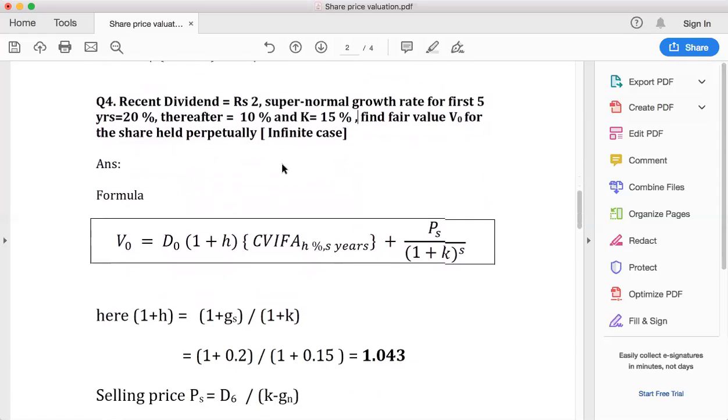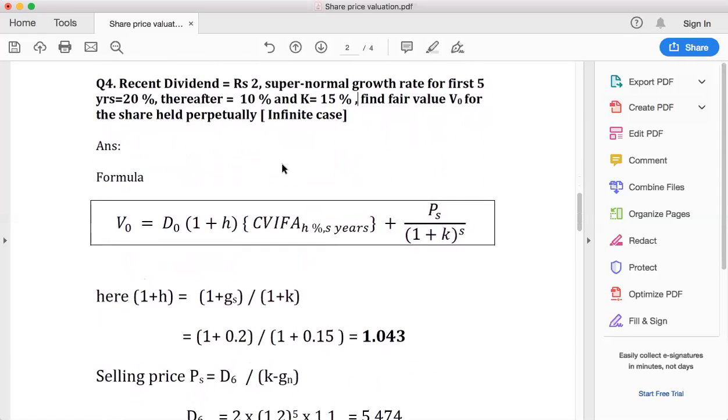Then you have this particular interesting problem which got interrupted in the last video. So we are going to complete this one here. This is again an infinite case. I'm not going to sell the stock here, but I want the fair value of this stock, provided that this company has a tremendous growth for the first 5 years and then a normal growth for the next years till eternity. So after 5 years, it continues to grow at 10% like any other relevant industry company.